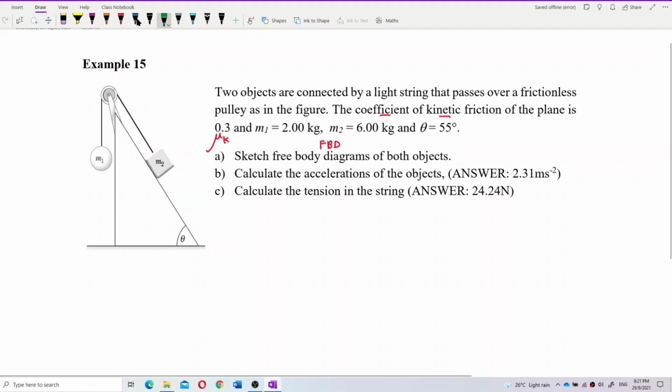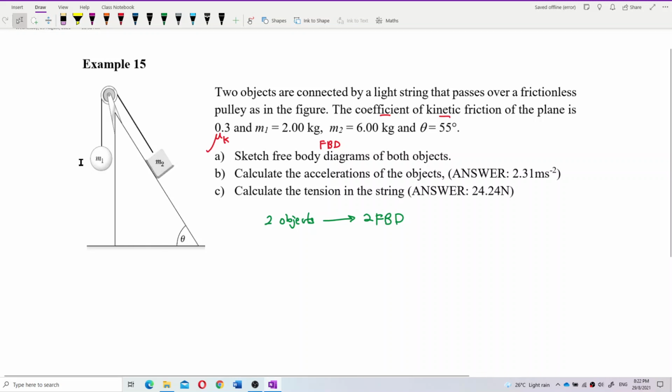What I want to say again and again is, here you have how many objects? Two objects, mass 1 and mass 2. So if you have two objects, that means you need two free body diagrams, separately. Mass 1, one free body diagram, mass 2, another free body diagram. Before that we need to identify what kind of forces exist for mass 1 or mass 2.